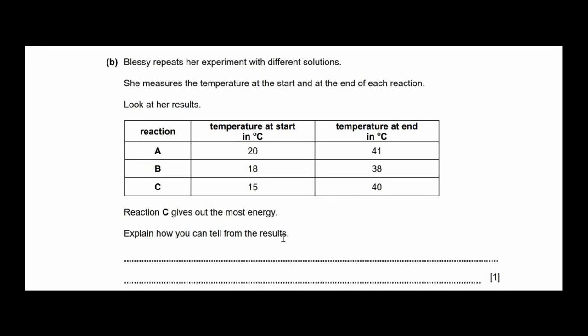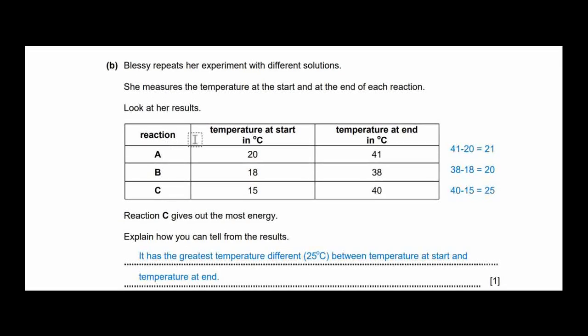Alright, let's open up the answer. It has the greatest temperature difference, 25 degrees Celsius, between the temperature at start and the temperature at end. If we count the difference, 41 minus 20, we get 21. 38 minus 18, we get 20. 40 minus 15, we get 25. The greatest is 25, so C gives out the most energy. That's the reason. We hope it's clear.